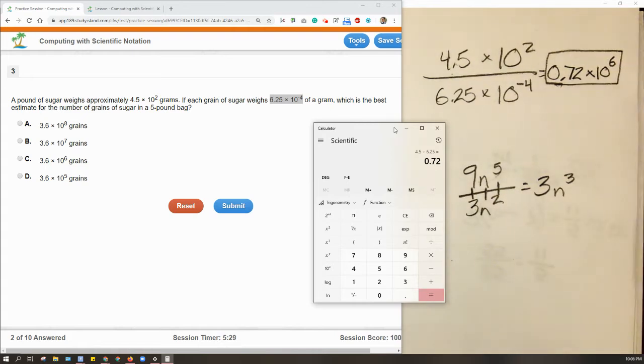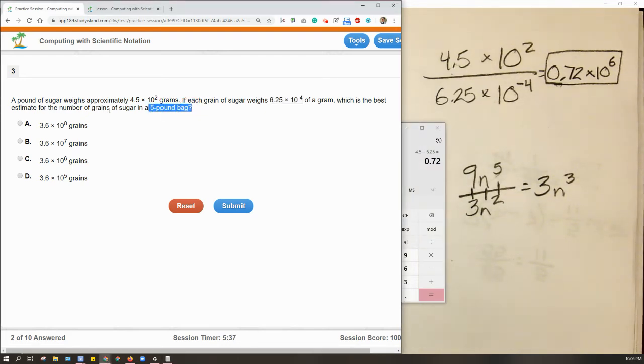There's also one other part of this problem that we have to remember to do, and that is that we don't care about just a single 1-pound bag. We care about a 5-pound bag. This problem says that a pound of sugar weighs this much, and each grain of sugar weighs that much. So when we divided, we found out how many grains of sugar are in a 1-pound bag of sugar. This whole thing, though, wants the total estimate for a 5-pound bag.